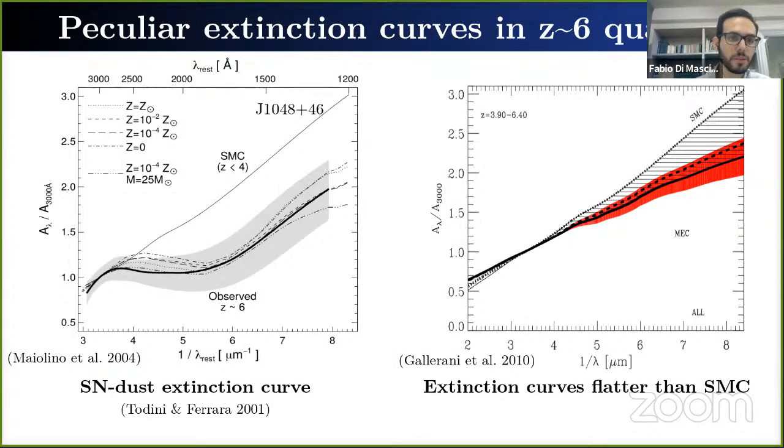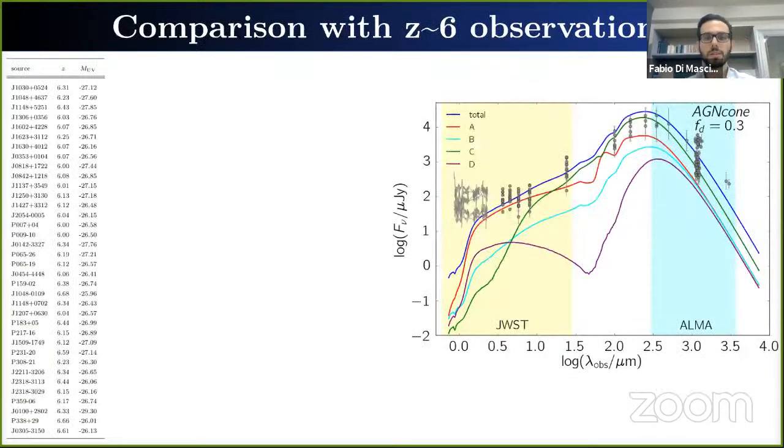I'm showing here 2 in particular: the one by Maiolino and collaborators in 2004, in which the extinction curve of a redshift 6 quasar is found to be consistent with dust of supernova origin, and another work by Gallerani and collaborators in 2010, in which a sample of quasars between redshift 4 and 6 was found to have, on average, an extinction curve flatter than the SMC. So maybe these observational studies also indicate a possibly different dust composition at high redshift with respect to the local universe. So we try to use our simulation in order to address these questions.